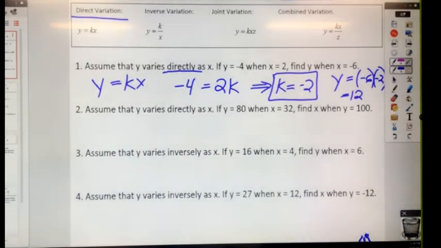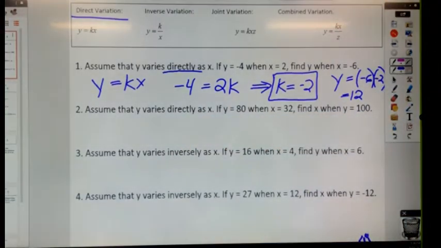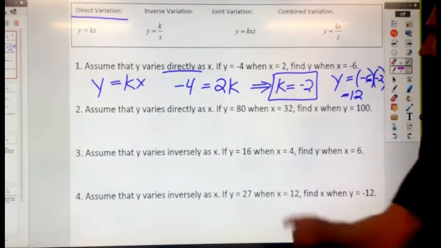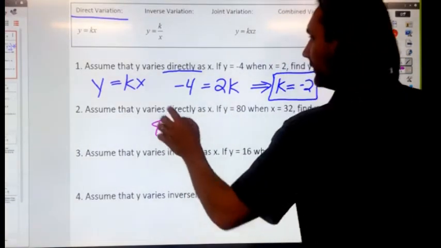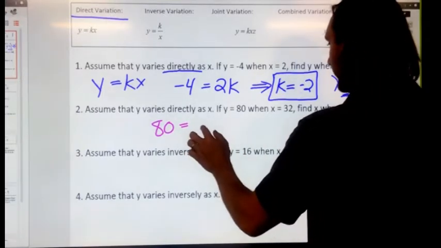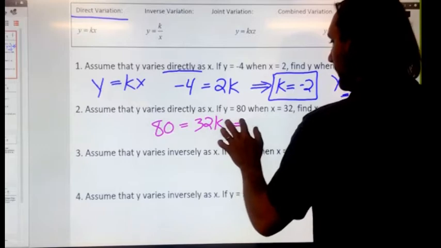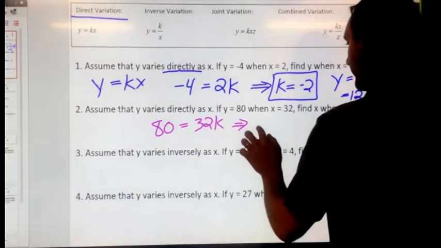So go ahead, while I take attendance, assume that y varies directly as x. If y is 80 when x is 32, find x now when y is 100. So, number 2, y is 80. 80 equals kx. I don't know what k is, but it gives me x is 32, so 32k, which means I need to find out what that k value is. So 80 divided by 32, 2.5, so k is 2.5.